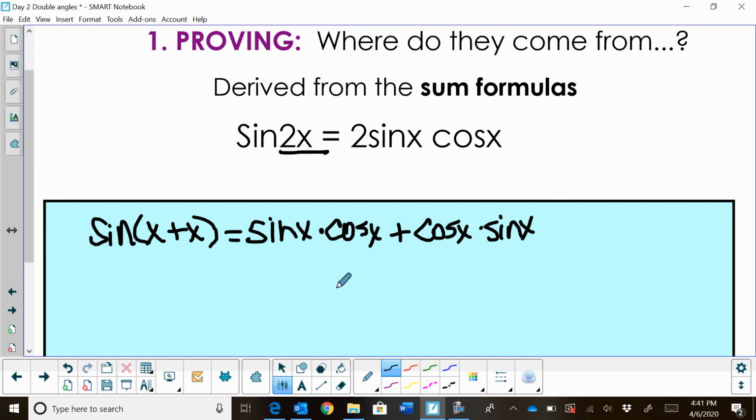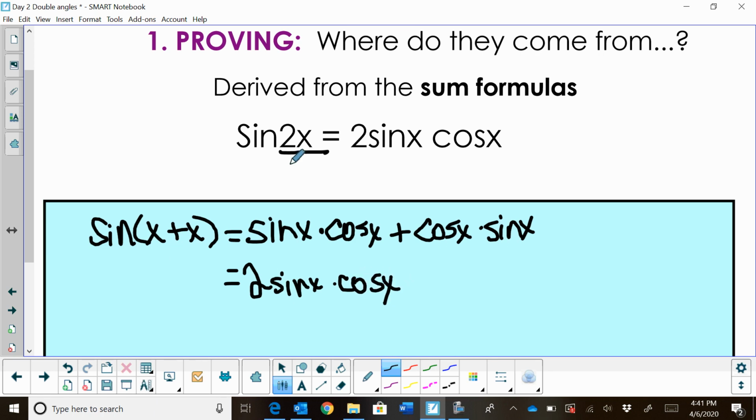Okay, so let's try to simplify this. We have sine times cosine and cosine times sine. Well, that's really the same thing. So we have 2, let's write it as sine times cosine. We have 2 sine x cosine x. And that's where the formula comes from. It's very simply just the sum formula.